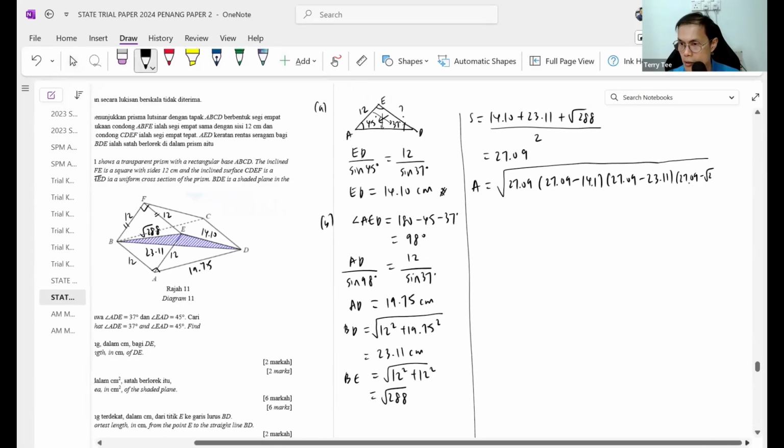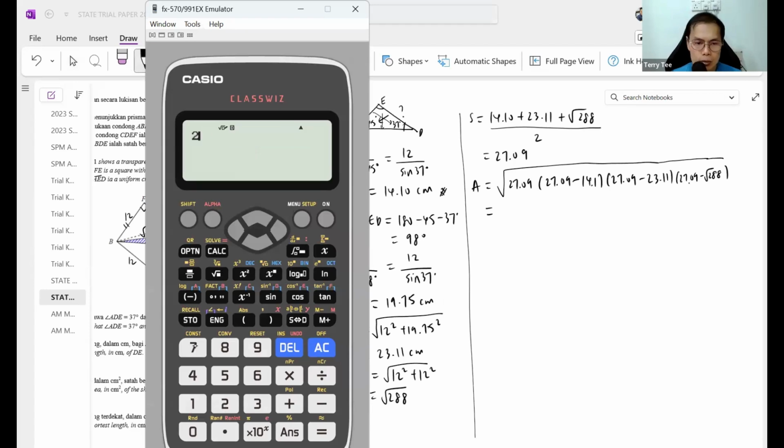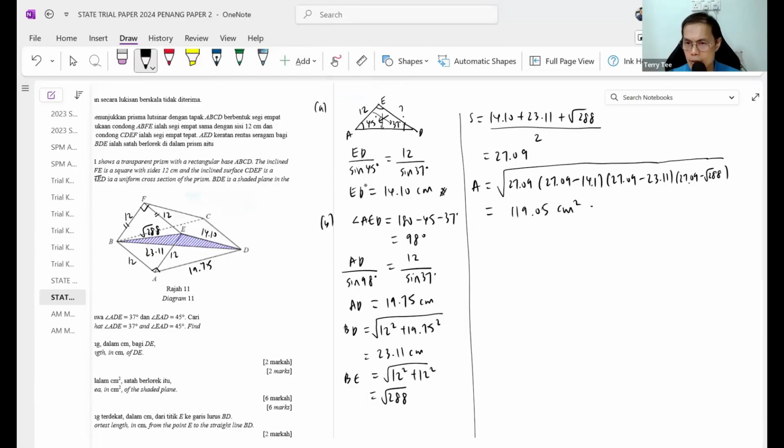So use your calculator to count in one shot. But when you use your calculator, learn how to use the answer button. 27.09, when I press equals, is saved as an answer. So you take a square root, answer, open bracket, answer minus 14.1, close bracket, answer minus 23.11, followed by answer minus square root 288. And you will get 119.05. I'll take one more significant figure because I will need this answer to solve for part C.